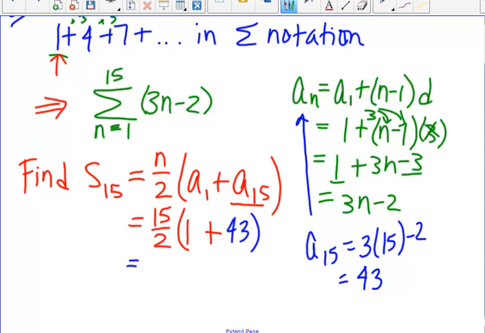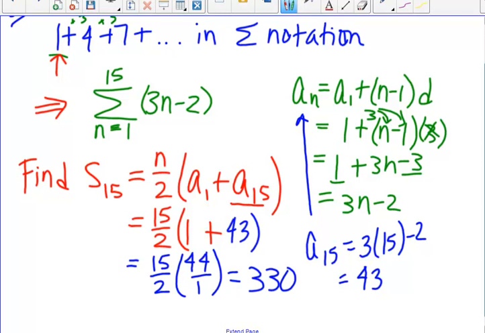So 15 over 2 times 1 plus 43. You can do this in your calc if you want. So this would be 44. And in the end, we should end up with 330.